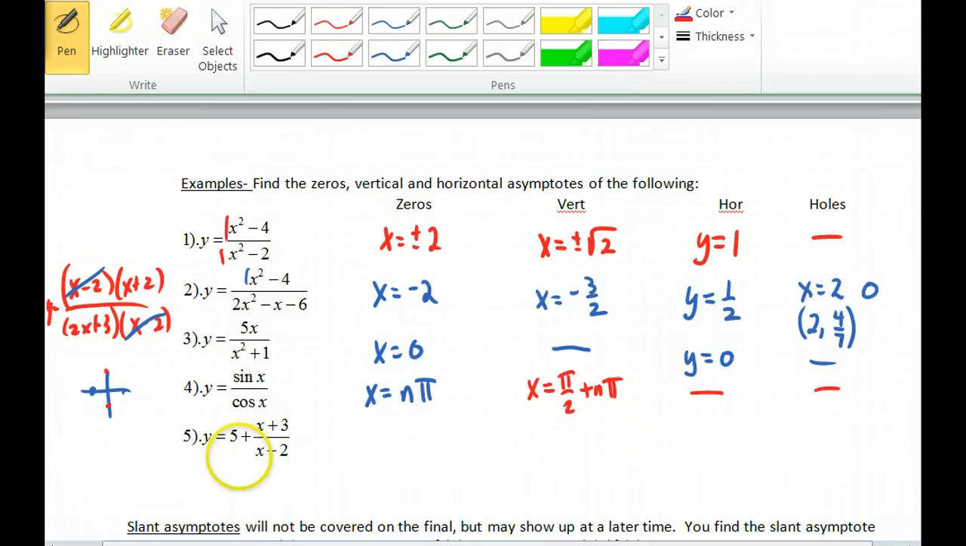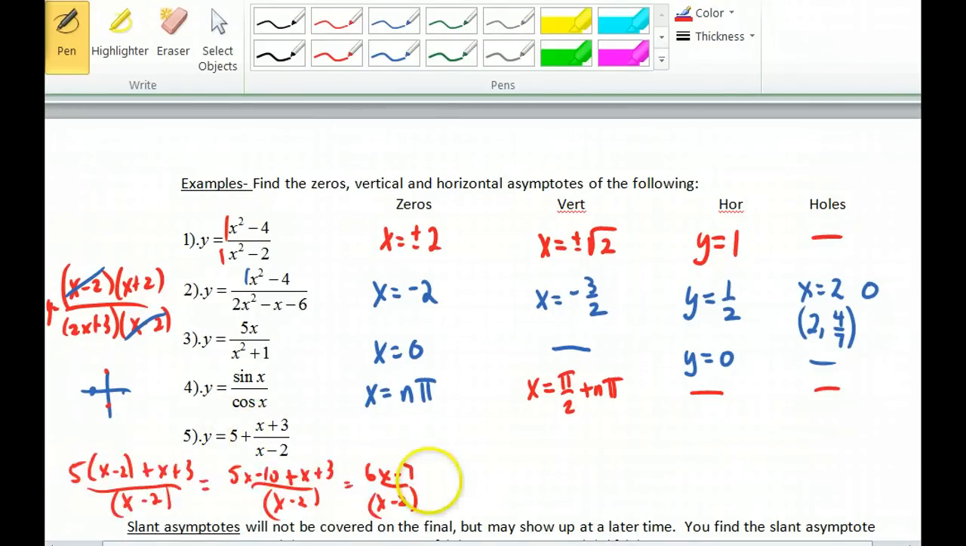Look at this one, number 5. This is interesting. Zeros. Well, this one's going to be a little bit different because we don't have this as one rational expression, so I can't just take the numerator and set it equal to 0. I have to set this whole thing equal to 0. So I'm going to get a common denominator. Okay, I'm back. Here is a common denominator. I took the 5 and put the x minus 2 in there and then simplified it.